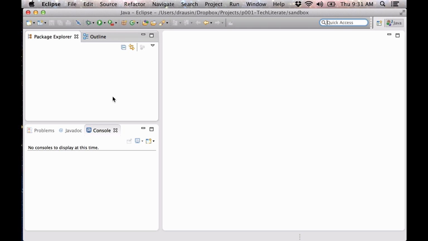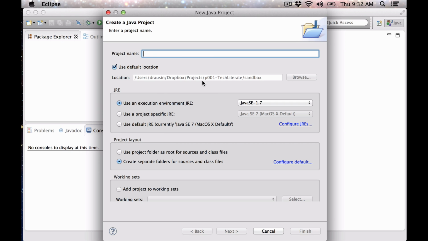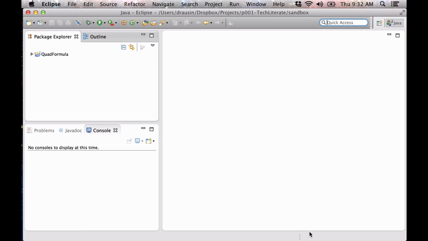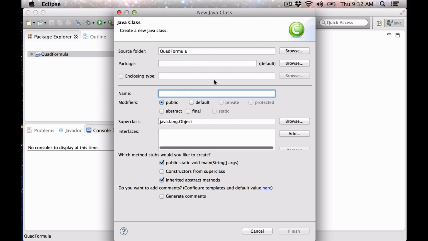Okay, today we're going to make a program that calculates the roots of a quadratic equation using the quadratic formula. So, make a new project. We call it quad formula. Hopefully you should be getting more accustomed to this sort of creation of new projects and classes so far. We're just going to call it the same thing.